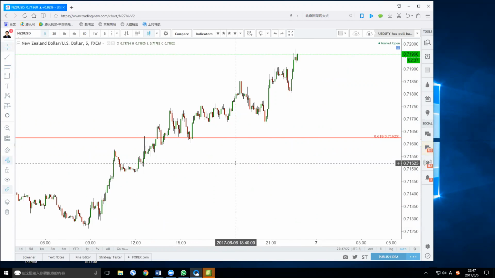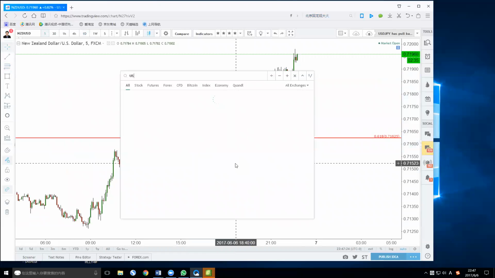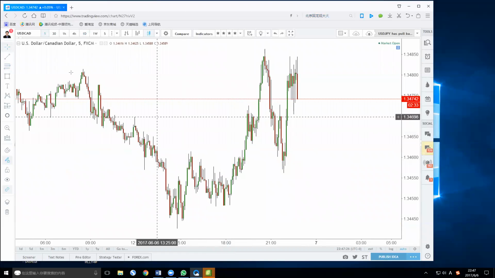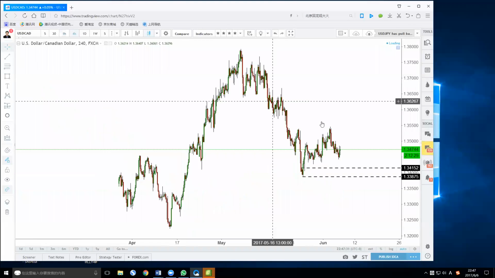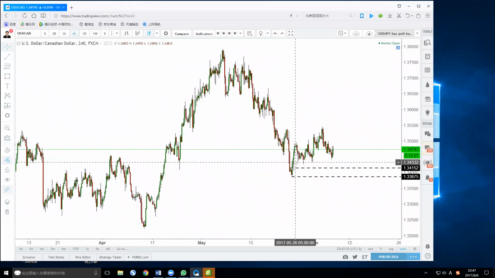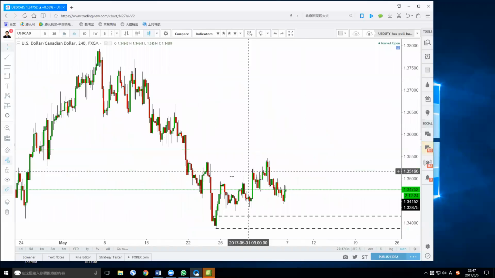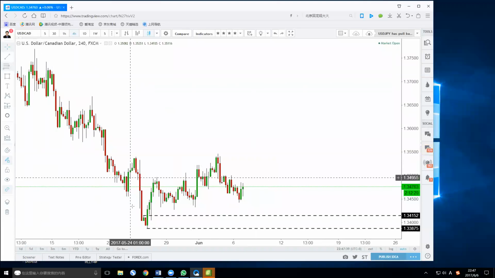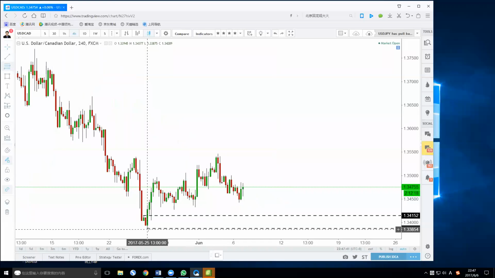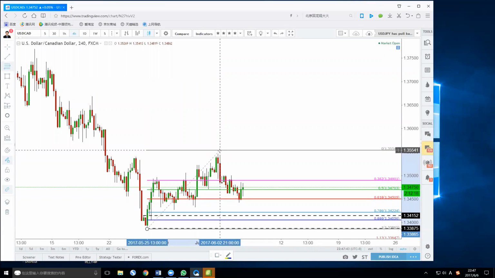All right. Okay. So let's go to dollar CAD. Canadian dollar, right? Very strong support from 1.34, I mentioned. So right now it actually goes up and pulls back. So potentially a 618 level will be what you're looking for.